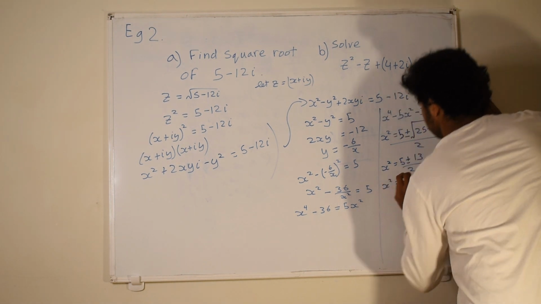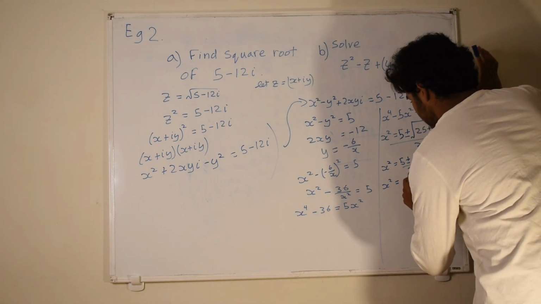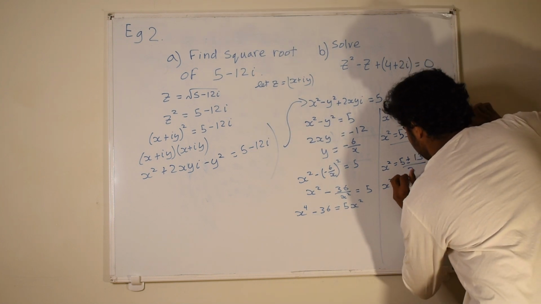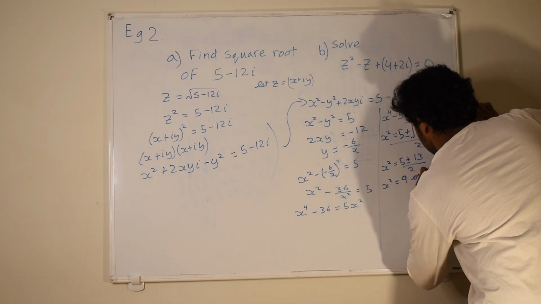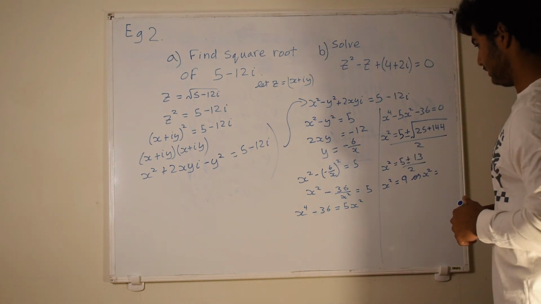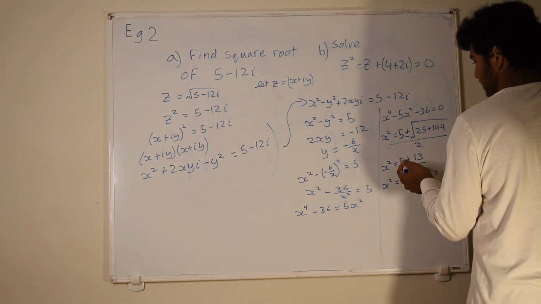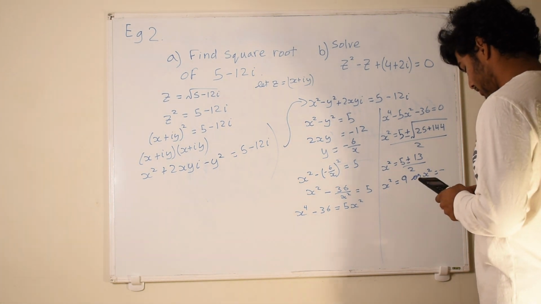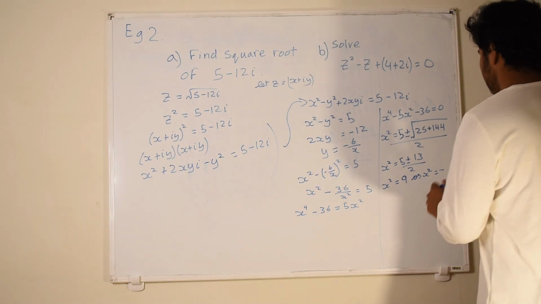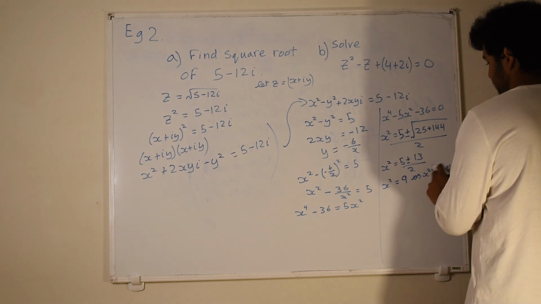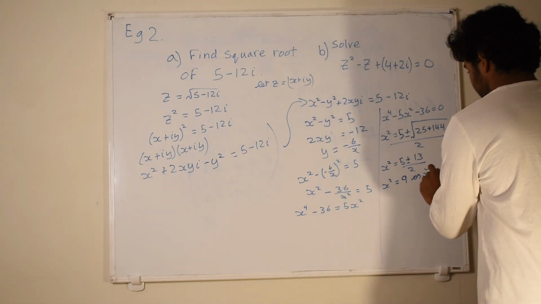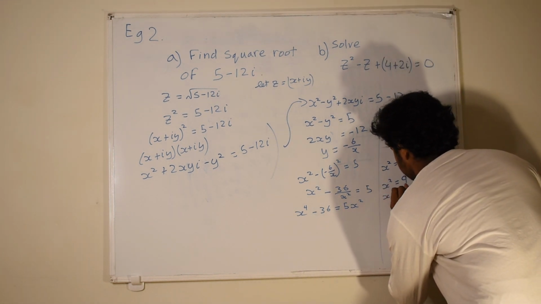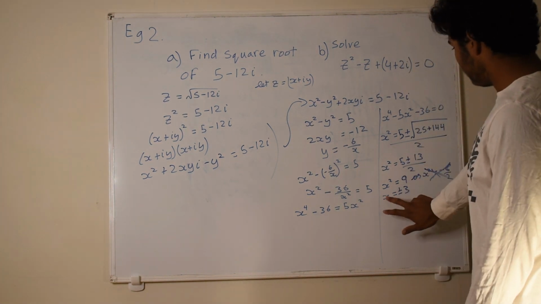So x squared equals 5 plus 13, which is 18 upon 2, which is 9, or x squared equals 5 minus 13, which gives us a negative number. 5 minus 13 is negative 8, so it gives us negative 8 upon 2, which cannot work because there's no square root of a negative number. So that solution is incorrect. Our final solution is x squared equals 9, so x equals plus minus 3.